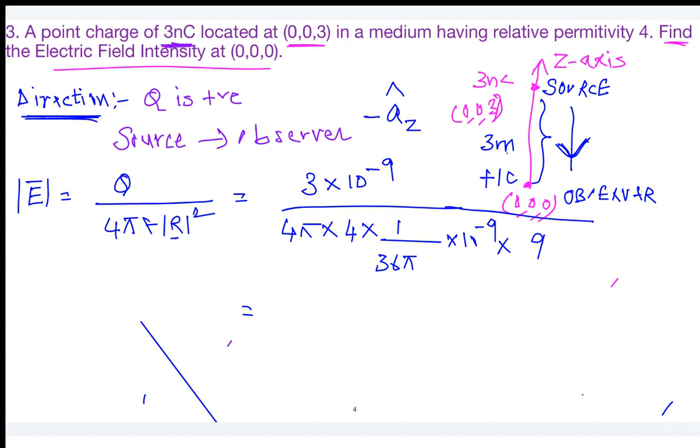Yeah, 3 by 4. So if you want to write the resultant electric field, that will be 3 by 4, which means 0.75, and the direction will be minus az cap. And what is the unit of that? That will be volt per meter. So this is how you have to write magnitude, direction, and unit. So is it clear?